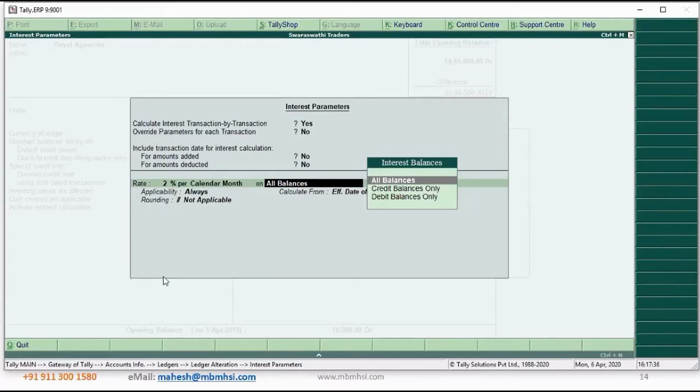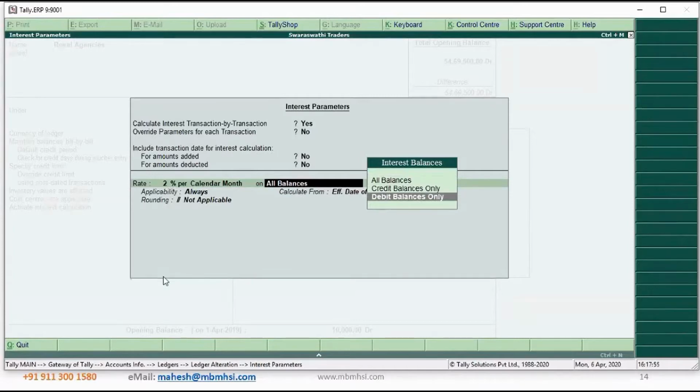Correct? So in simple parameters, it will be typically bill by bill, irrespective of whether it's a debit balance or credit balance. But in advanced parameters, you could go and set up saying that we require it only on debit balances.